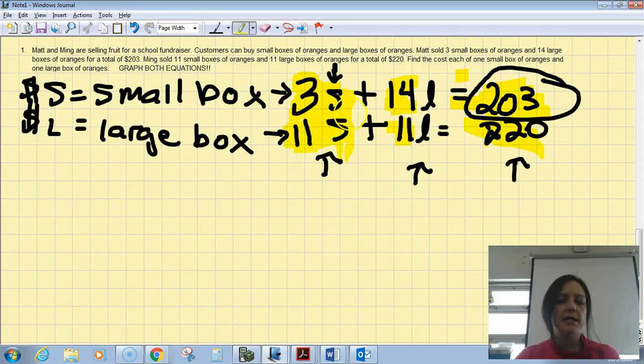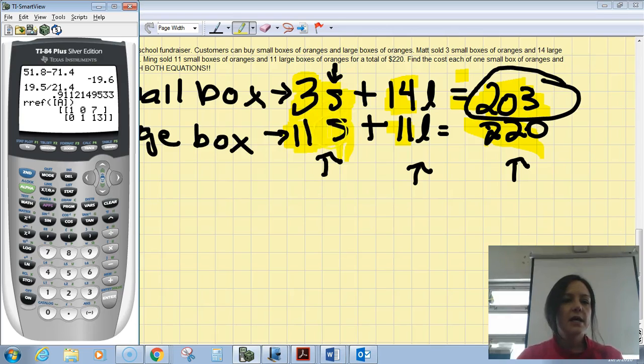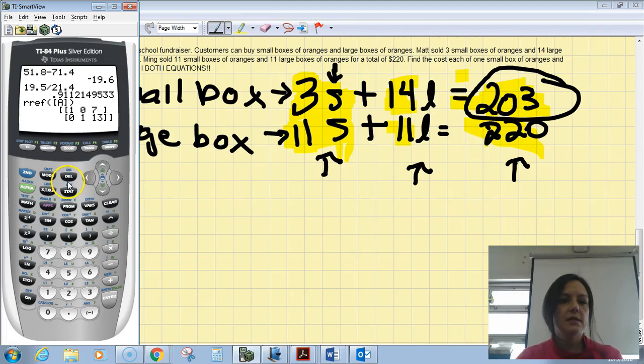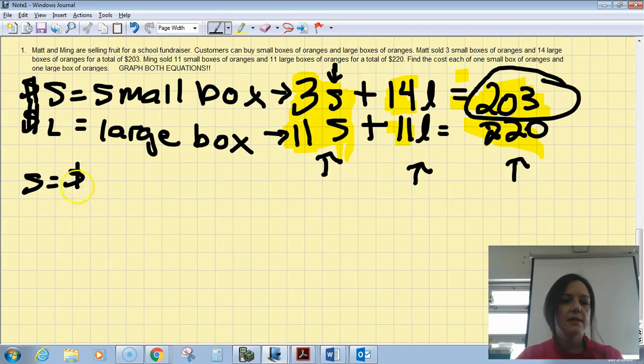So that's small boxes. So if you look over here, I have 1 in the first column, so it means 7. So one small box is $7 and one large box is $13, right? So a small box costs $7 and a large box costs $13.